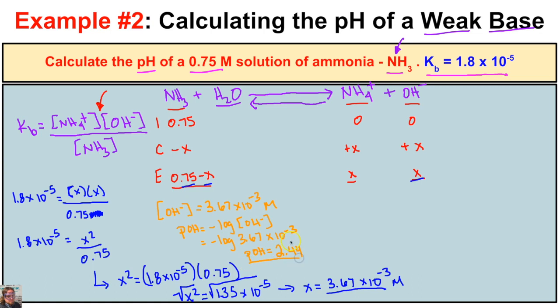However, this is not our final answer. The question is asking for the pH of this solution here, or of this ammonia. So what we have to do now is figure out the pH. To get our pH, we're going to take 14 minus our pOH, 14 minus 2.44, and we're going to end up with a pH of 11.56. And this is going to be our final answer right here. So what is the pH of 0.75 molar solution of ammonia?